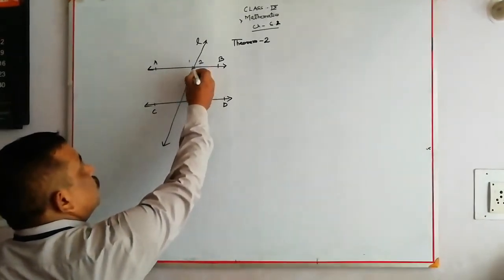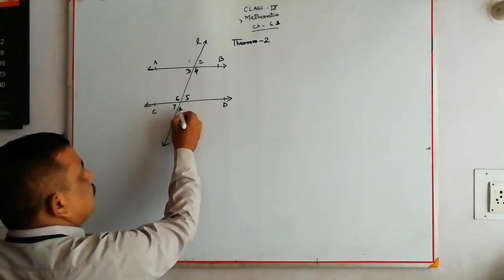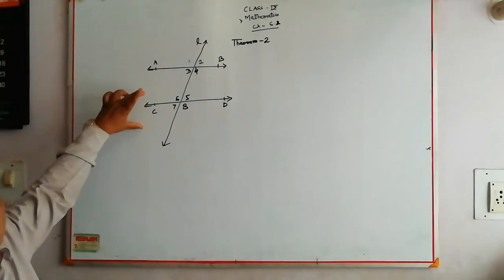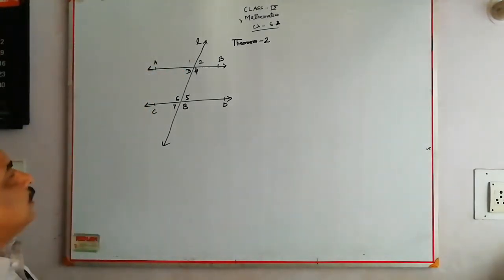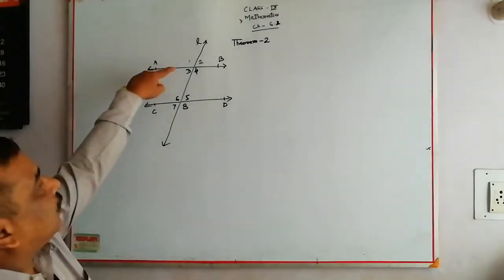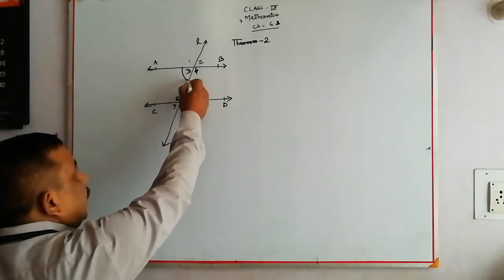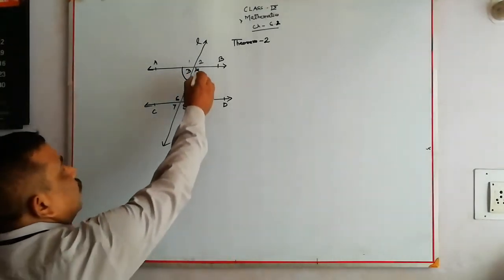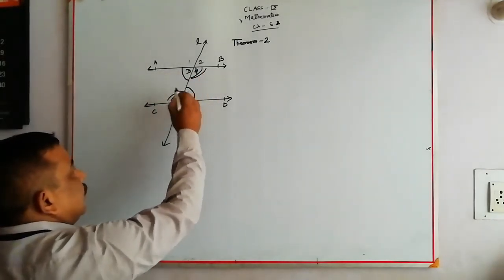I am numbering the angles 1, 2, 3, 4, 5, 6, 7, 8. AB and CD are two lines and L is a transversal line. Then you prove that the alternate interior angles are equal. Angle 3 and angle 5 are alternate interior angles. Similarly, angle 4 and angle 6 are alternate interior angles.